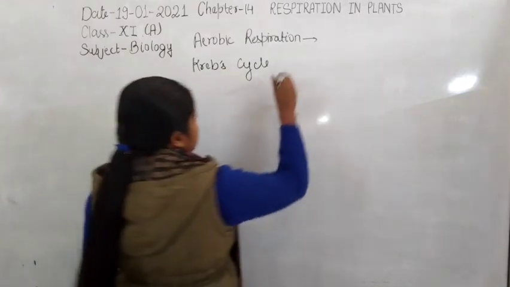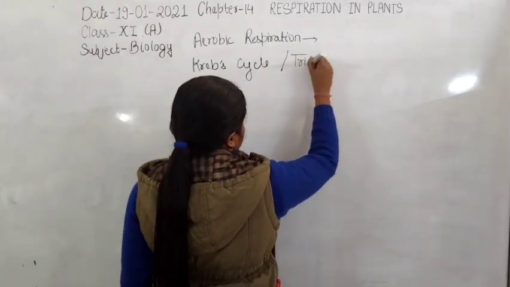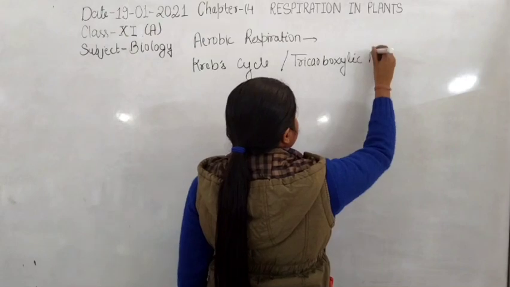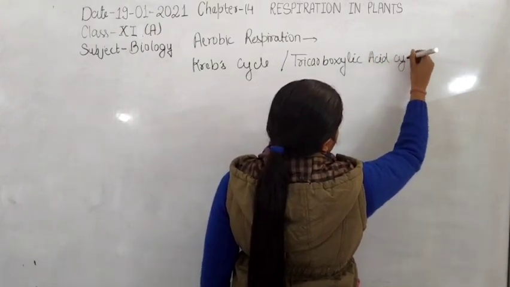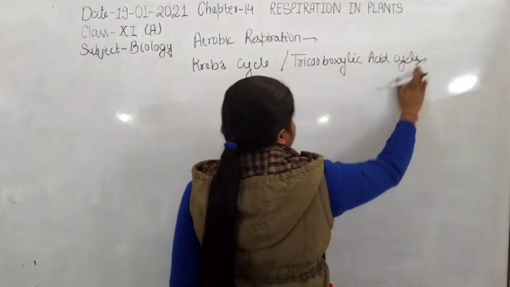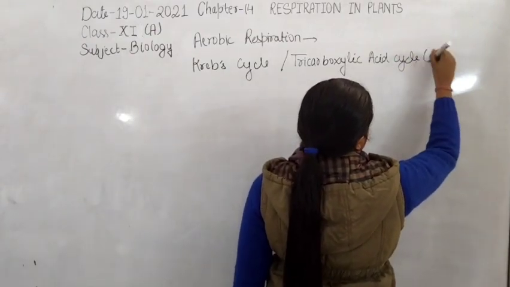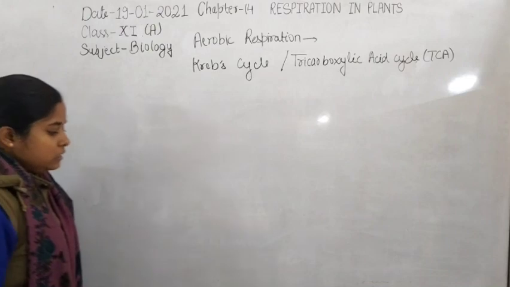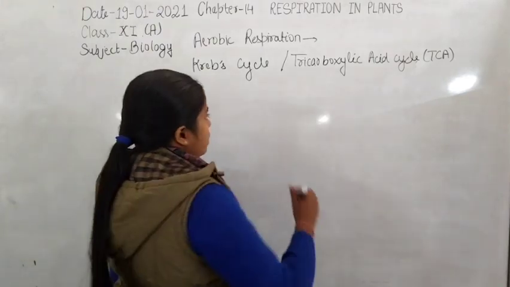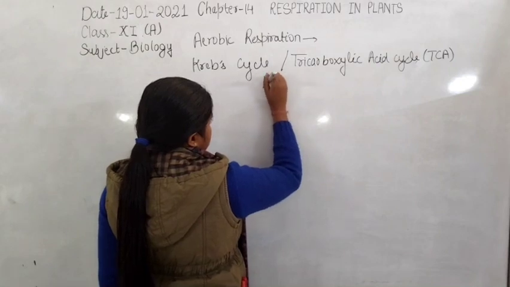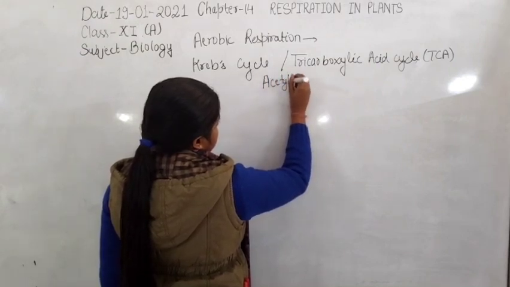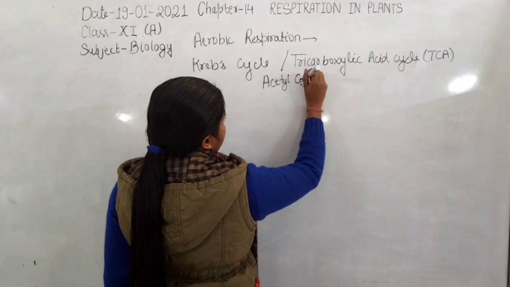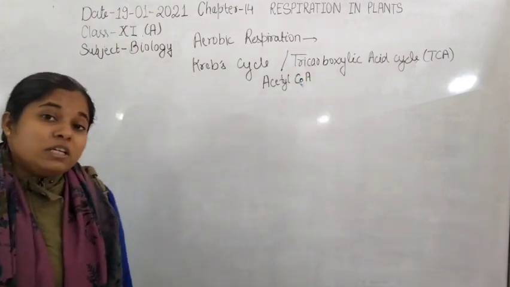cycle or TCA, tricarboxylic acid cycle. Tricarboxylic acid cycle, TCA, because we have already known the acetyl coenzyme A transport, acetyl coenzyme A binds with oxaloacetic acid.